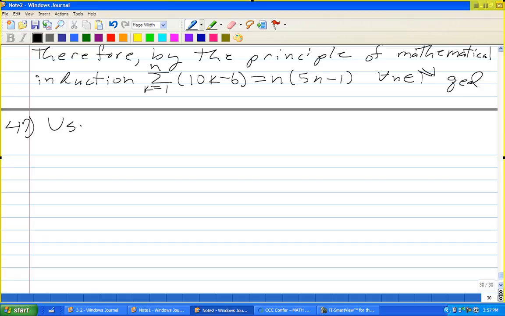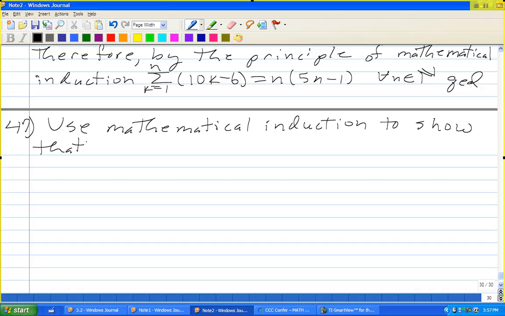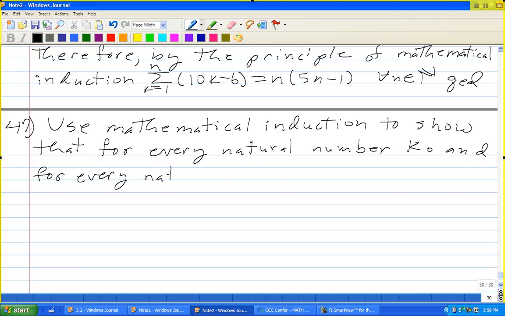Use mathematical induction to show that for every natural number k sub 0 and for every natural number n bigger than k sub 0, we have the following.